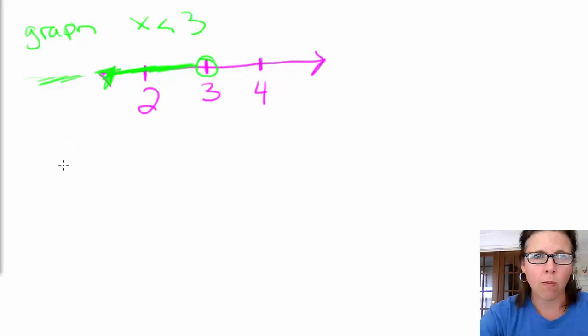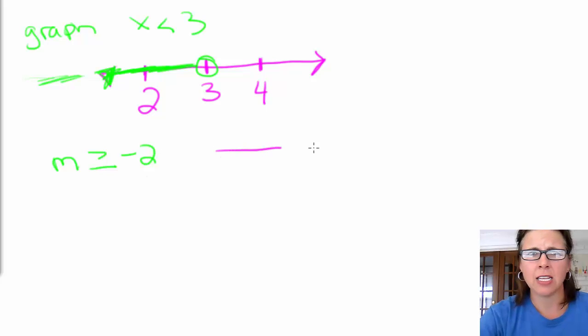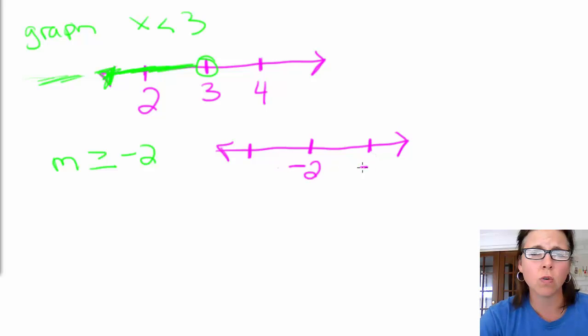Okay? Now, what about if we want to graph m is greater than or equal to -2? Again, you just need to do 3 numbers. Let's start with -2. A number that's bigger than -2 would be -1. One that is smaller is -3. So you kind of have to remember that about your negatives.